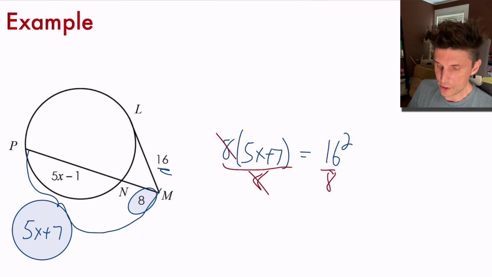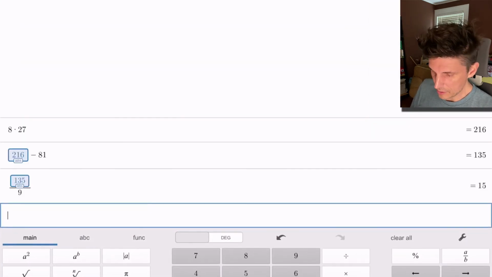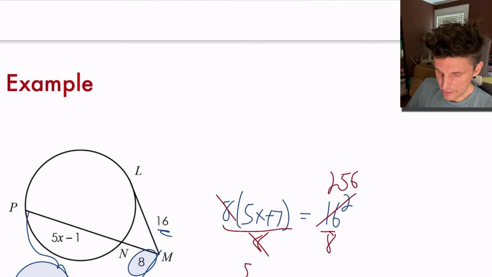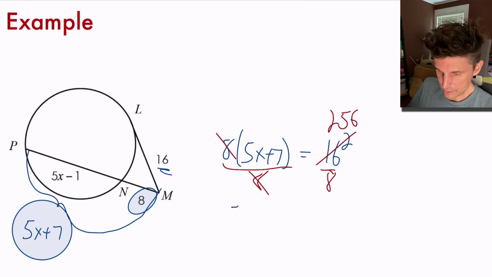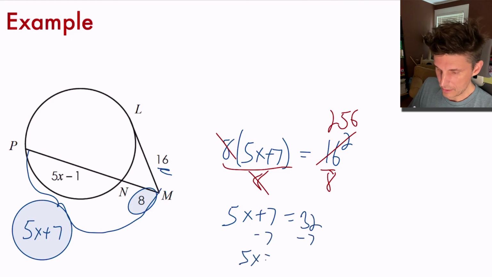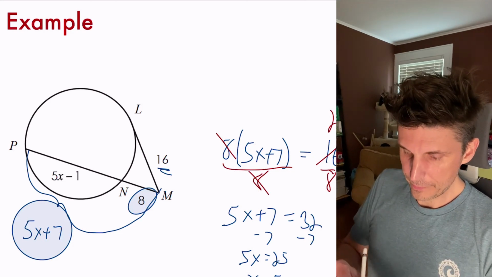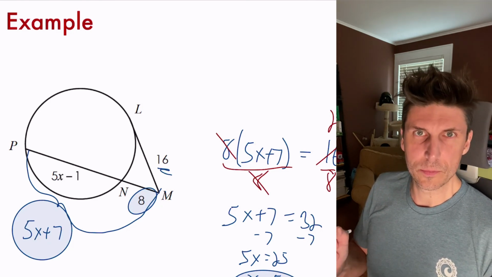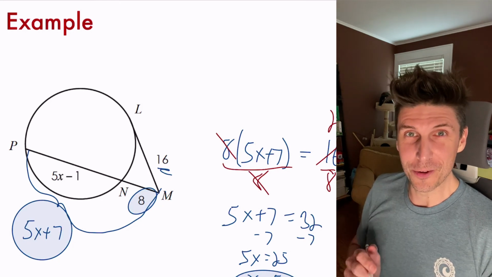So 16 squared is 256. 256 divided by 8, that I don't know off the top of my head, is 32. So now we have 5x plus 7 is equal to 32. Minus 7, minus 7. 5x equals 25. x equals 5. And there you have it. Hopefully that was helpful to you, and good luck with your understanding of circle segments.